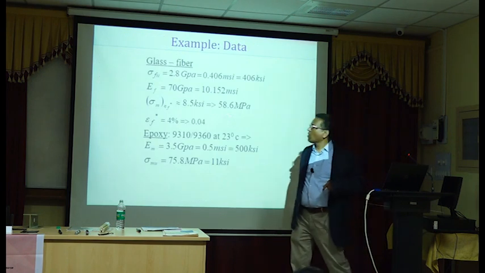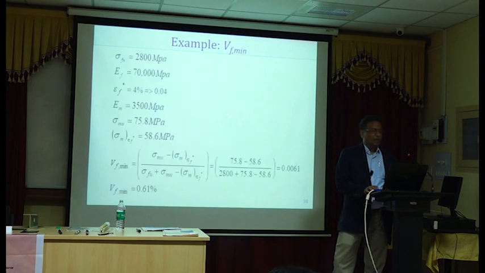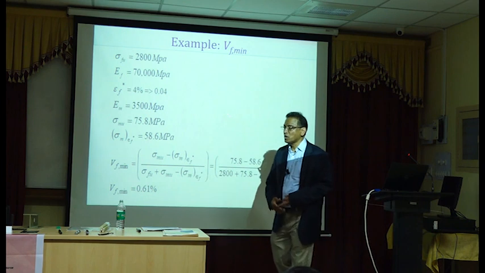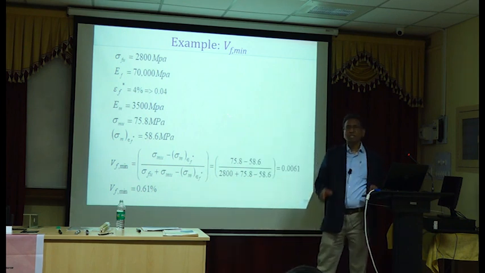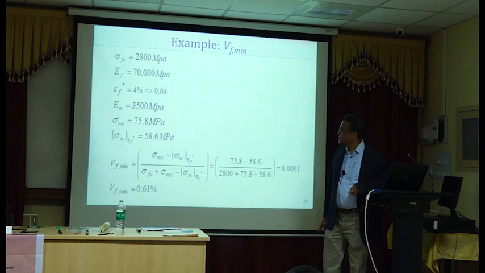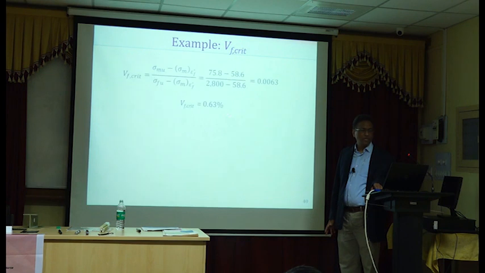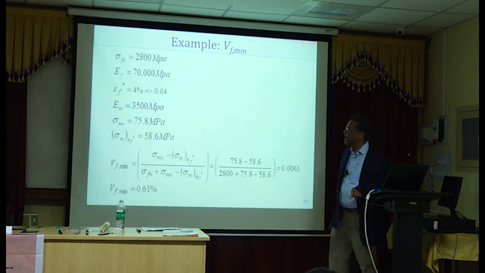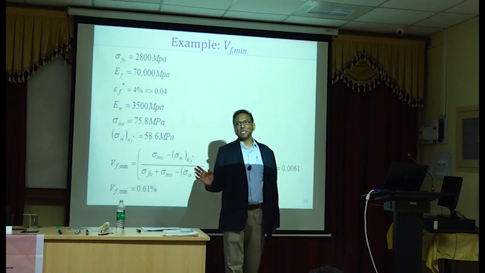And we have a small example of how to calculate Vf min and Vf critical. I will not go over these numbers, but hopefully today, after we finish this session, we'll send you all these files so that you can go over these if you want to. So for this particular example, I have Vf min of 0.61%, very, very small, just like in steel reinforced concrete.